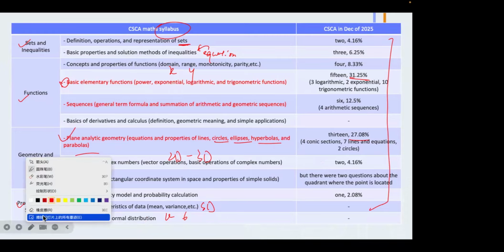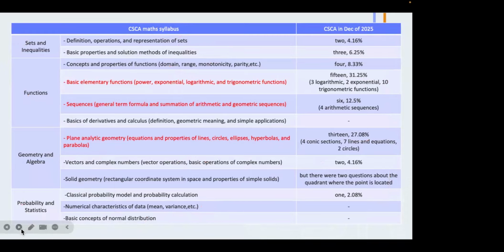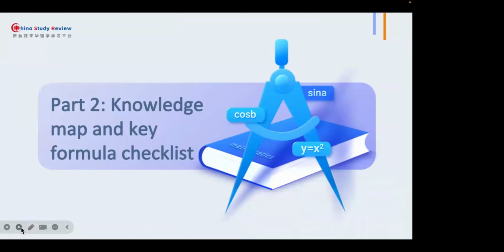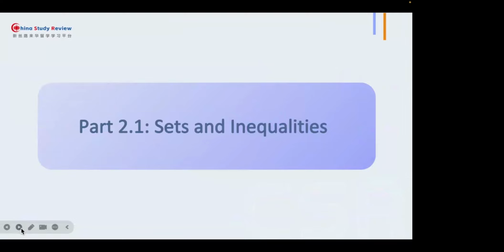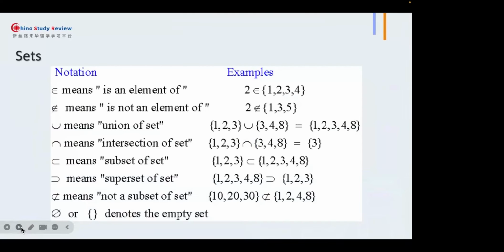Hope this is clear. These are the concepts of your syllabus. In the next part, we will go through your knowledge map and key formula checklist. So the first one is sets and inequalities. You will see that we have notation and examples. I think all of you are already familiar with those symbols.